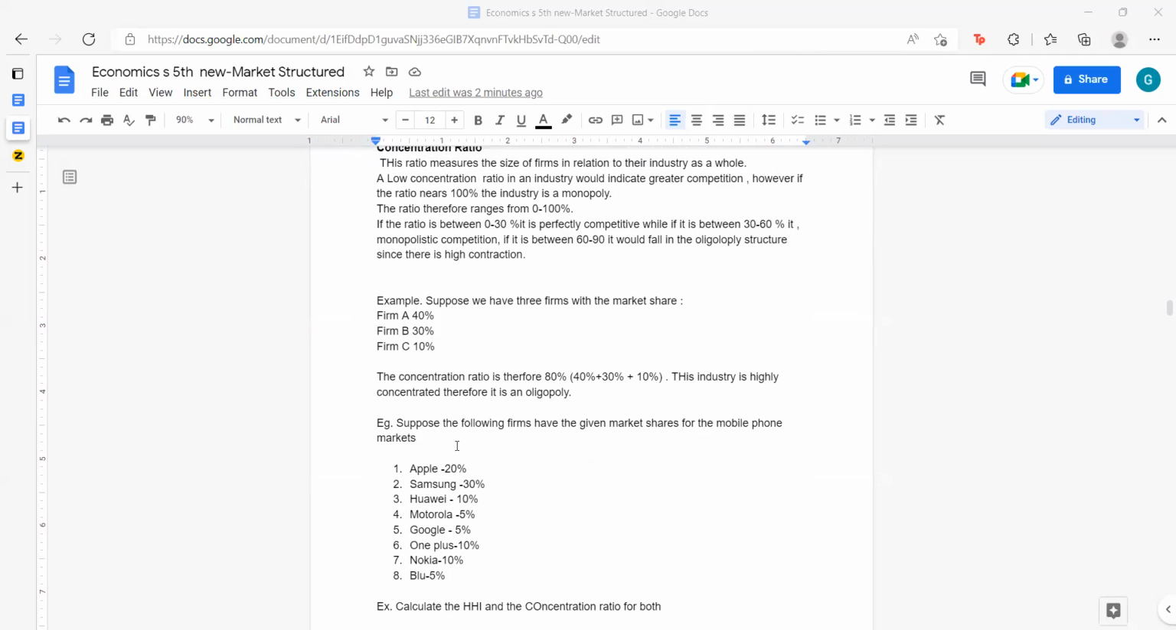So I have an example here. Suppose we have the following firms, and these firms have the given shares. Apple has 20%, Samsung 30%, Huawei 10%, Motorola 5, Google 5, OnePlus 10, Nokia 10, and Blue 5. These are all phone brands I'm sure a lot of you are familiar with. For homework, since we're reaching our time, I would like you to calculate the HHI, the Herfindahl-Hirschman Index, and the concentration ratio for both.